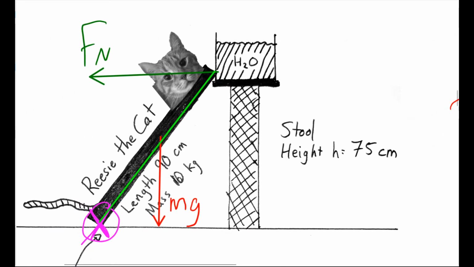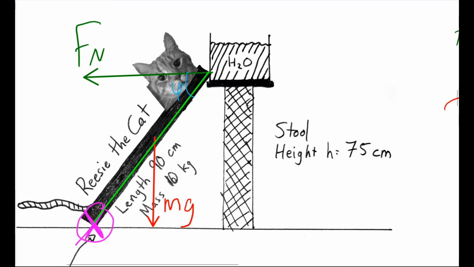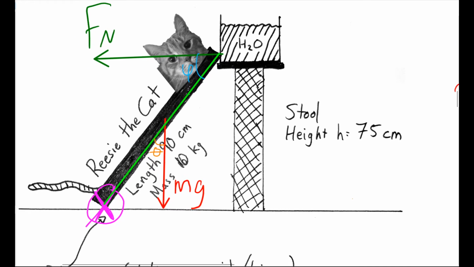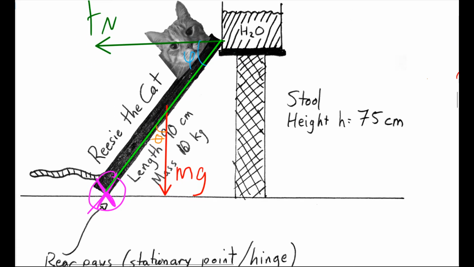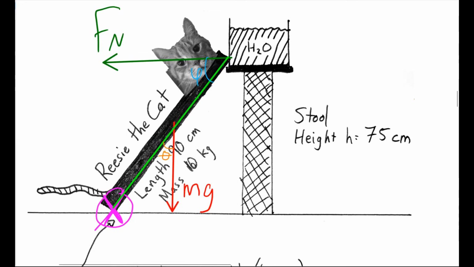So we need to know two angles. We need to know this top angle, which I'll label as phi. And we need to know this bottom angle, which I'll label as theta. These are the angles between the radius and the forces. Now, in order to get those, I don't actually have any angles given to me, but I do know the length of Ricci and the height of the stool. So that lets me determine that this angle here is also phi.